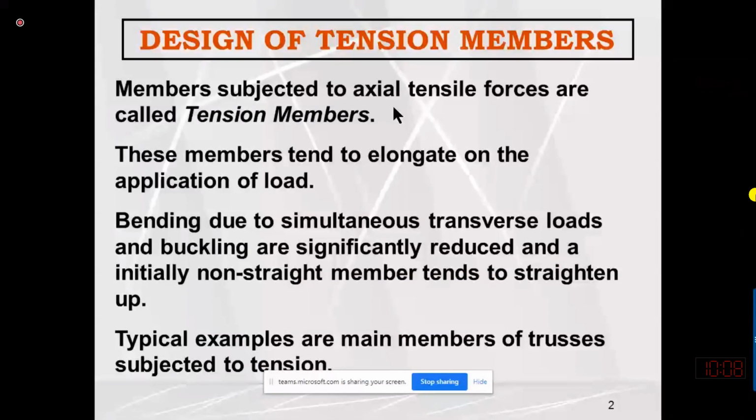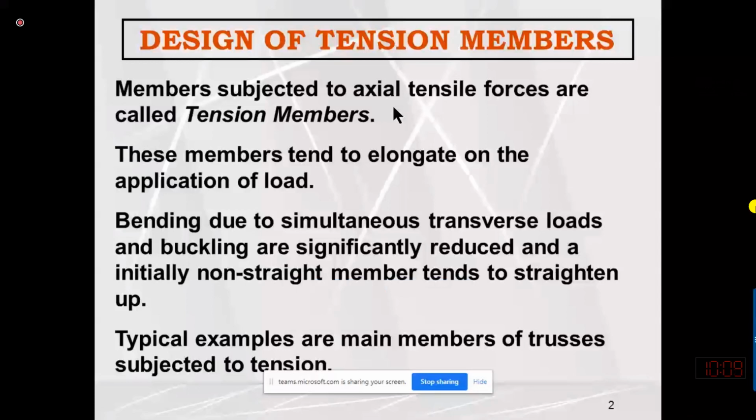So bending due to simultaneous transverse loading and buckling are significantly reduced, and an initially non-straight member tends to straighten up. Actually, if we have two steel bars which are subjected to tensile forces, one steel bar is perfectly straight and the other is initially crooked, maybe bent in an out-of-plane direction, meaning that it is not perfectly straight. Both steel bars, when subjected to tensile force, if their diameter, length, and material are the same, then both will break at the same load.